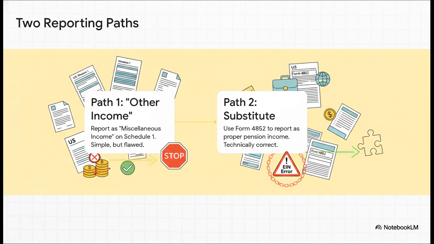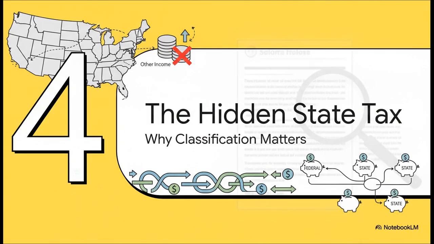You just dump the money on the other income line. It's not quite right, but it guarantees you can e-file. Path 2 is the technically correct way. Use Form 4852 to create a stand-in for the 1099-R, but as we just heard, that's the path that's littered with those e-filing roadblocks. So you might be thinking, why not just take the easy other income path and call it a day? Well, this is where the easy way can get really, really expensive.